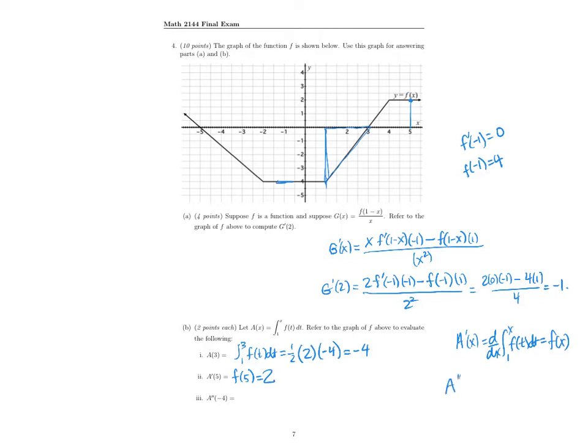So a double prime of x is going to be equal to f prime of x. So a double prime at negative 4 is going to be the slope of the function at negative 4. And so I can just compute the slope by saying, let's see, I can go from this point to this point. So the rise is 3 and the run is negative 4. So 3 over negative 4 is my derivative there.